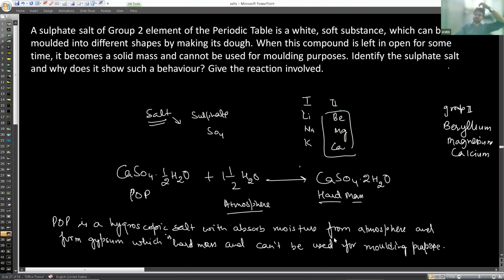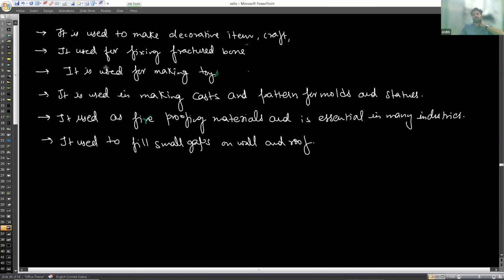Now, here we have a question. Note it down. First, write down the uses of plaster of Paris. It is used to make decorative items like handicrafts. It is used for fixing fractured bones. It is used for making bone casts. It is used for casts and patterns for molds and statues. It is used for fireproofing materials and is essential for many industries. It is used to fill small gaps on walls and roofs.